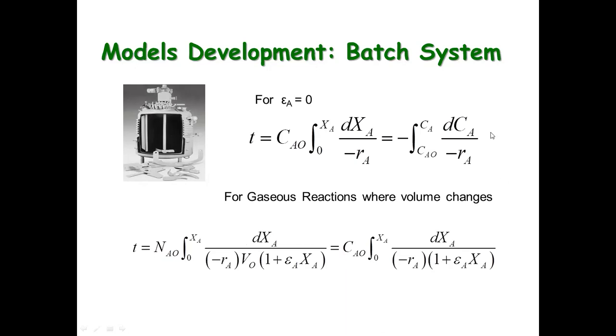So you have two sets of formula for batch systems: one for liquid phase reactions, constant density systems, and one for gaseous reactions, in which there is variability in the volume. So this is your performance equation for a batch reactor. Now let's move on.